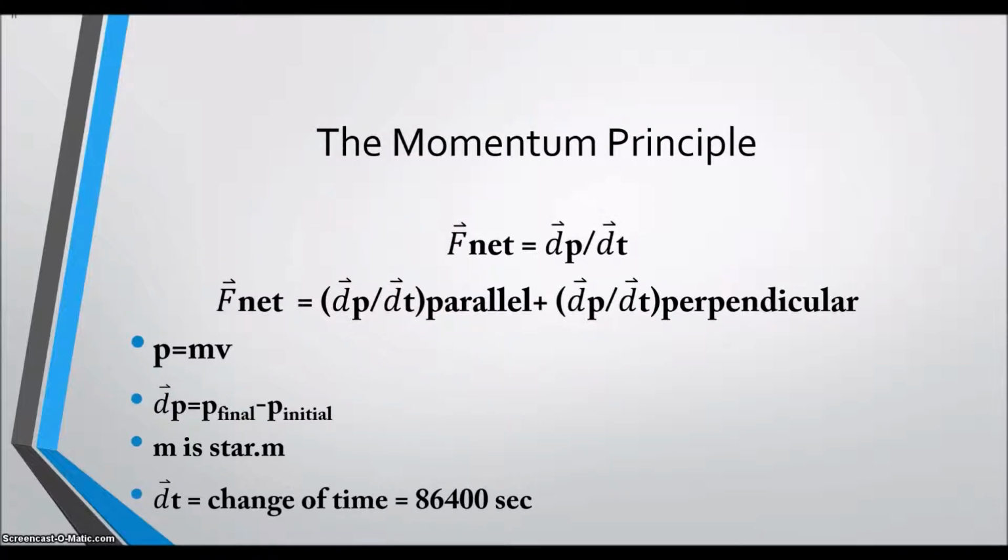In this lab, the momentum principle is very important, as we find that Fnet is equal to dp over dt. Now, p is equal to mv. And as we find dp, which is a change of momentum, the star mass is given, and we use dt as a change of time, which is 86,400 seconds. Now we find that Fnet goes into two components of dp/dt, which are parallel and perpendicular.